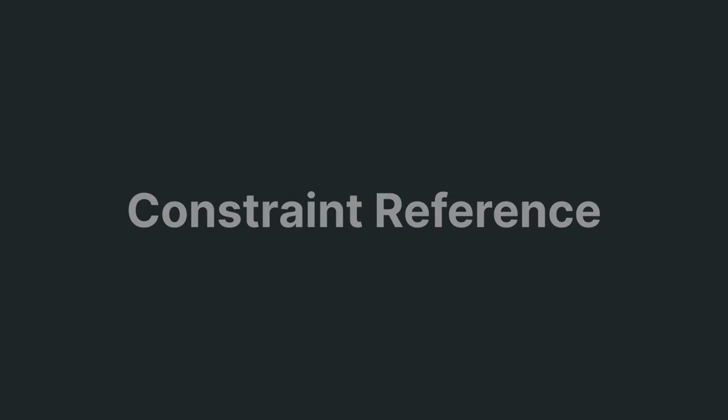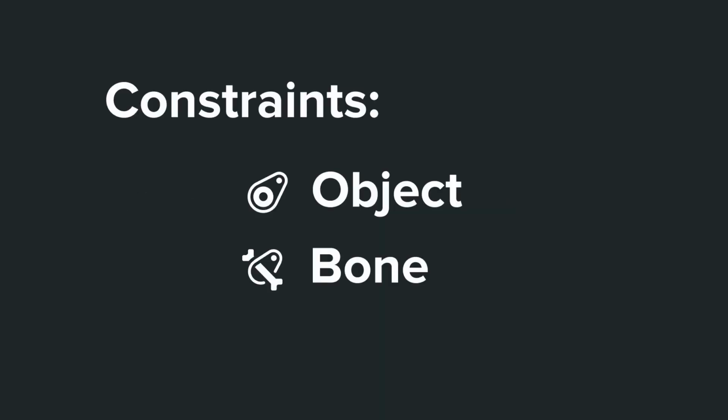Now, when it comes to constraints, there are actually two types. There are object constraints and there are bone constraints. The only difference with these constraints are the levels on which they operate. Object constraints operate on the object container level, and bone constraints operate on the bones themselves. And that's where we want to put our constraints when we're rigging.